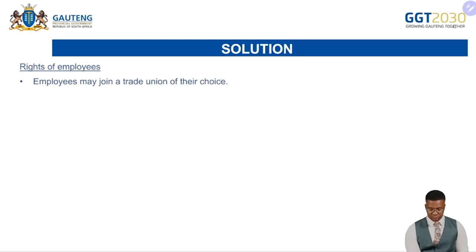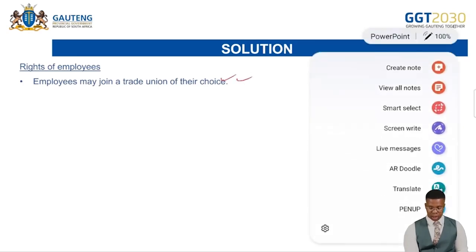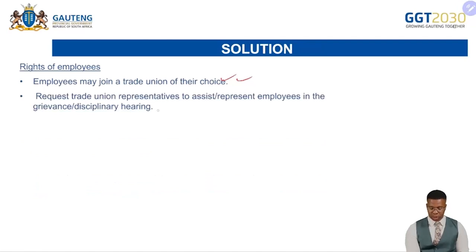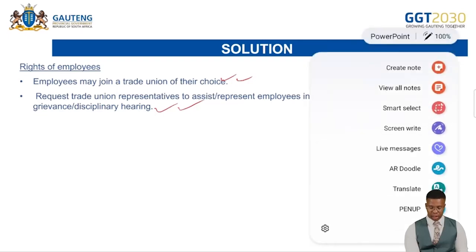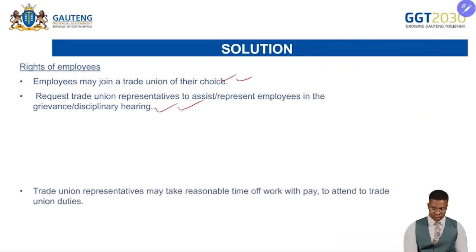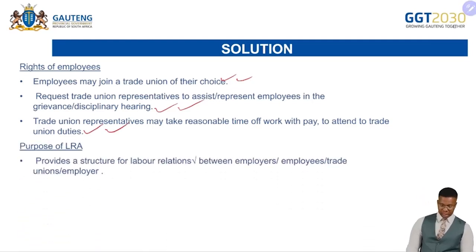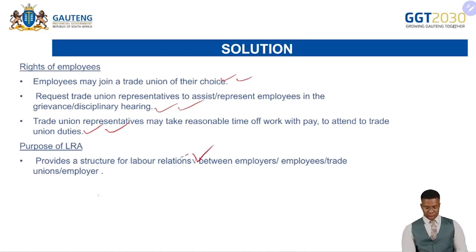Employees have a right to form a trade union of their choice, and they also have a right to request trade union representatives to assist or represent employees in a grievance or disciplinary hearing. And then another one is trade union representatives have to take reasonable time off work with pay to attend their trade union duties. Then the purpose of the LRA is to provide structure for labor relations between employers and employees or trade unions.